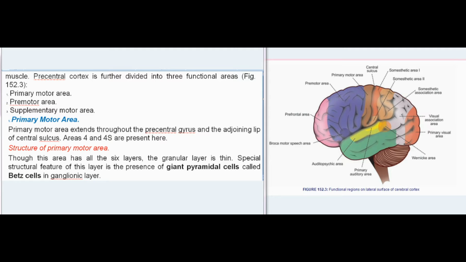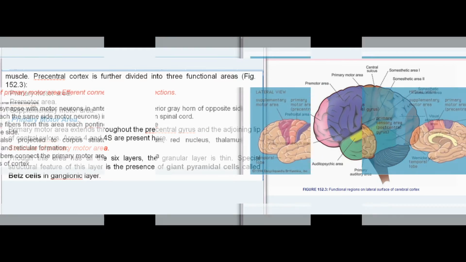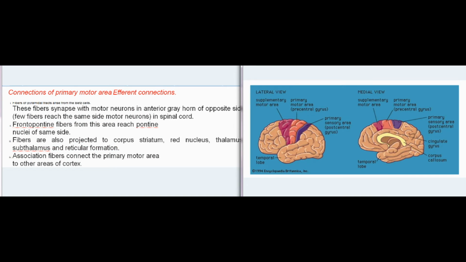Structure of primary motor area. Though this area has all the 6 layers, the granular layer is thin. Special structural feature of this area is the presence of giant pyramidal cells called Betz cells in ganglionic layer. Connections of primary motor area.